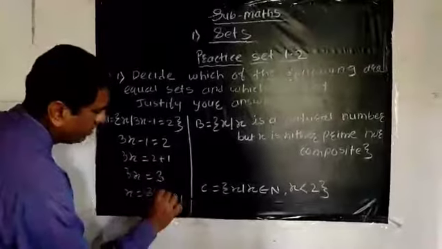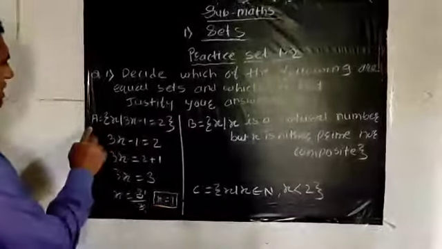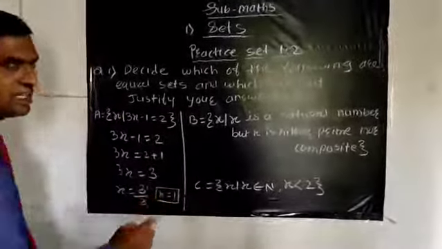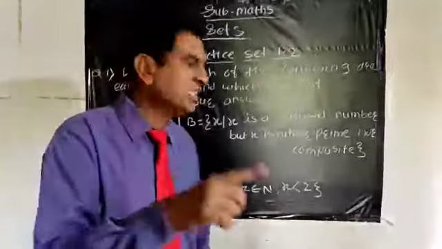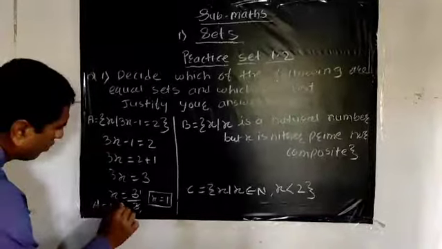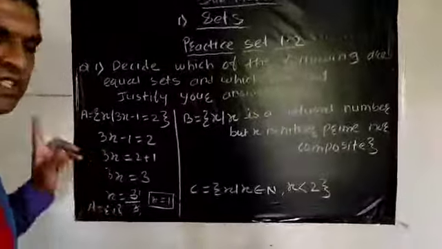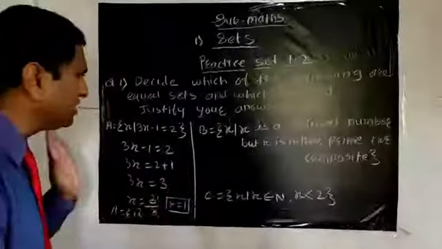Therefore, what is the value of x? x equals 1. So in set A, how many elements are there? Only one element. And which is the element? 1 is the element. So A equals {1}. In set A, there is only one element and that element is 1.